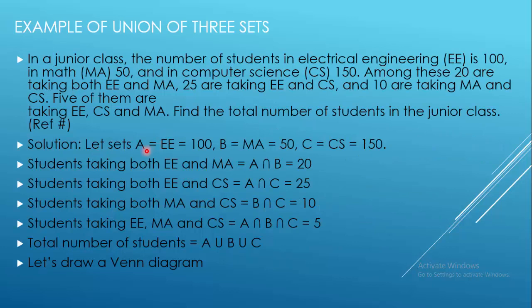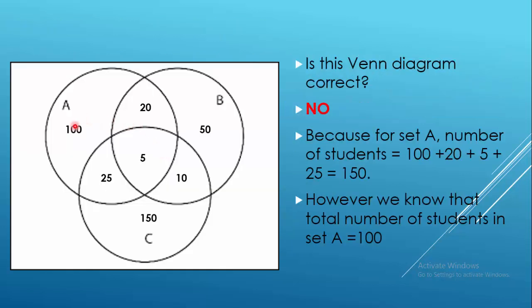the total number of students in set A must be 100. But if you look over here, it goes above 100, because if you add 100 plus 25 plus 5 plus 20, it becomes 150. So this is not the correct way to place the numbers.